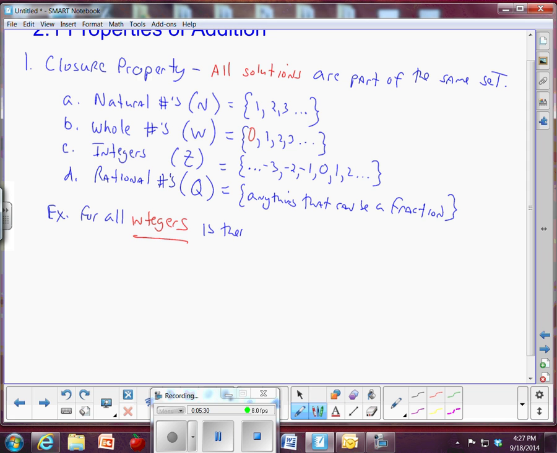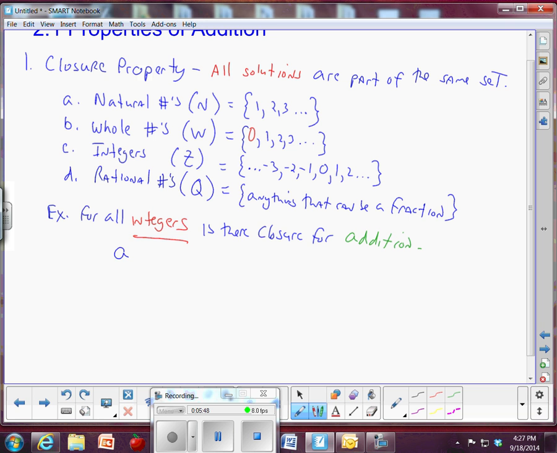Is there closure for, and I'm going to go in green here, addition? Is it closure for addition? So here's really what we mean in symbol form.